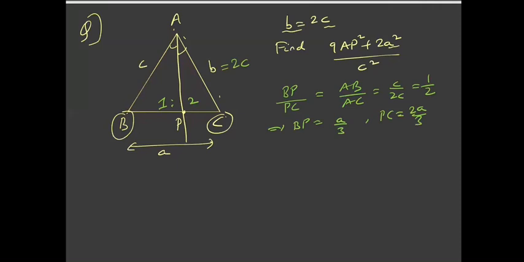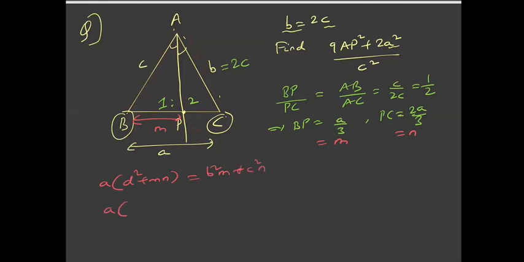Now let us use the Stewart's theorem, right? Because in this triangle we know AB, we know AC, we know BC, we know BP, we know PC. We want to find the length of AP. So let us use the Stewart's theorem. So according to Stewart's theorem, BP is m. So m is a by 3 here and n is 2a by 3. So a into d square plus mn is d square m plus c square n. This is the Stewart's theorem.